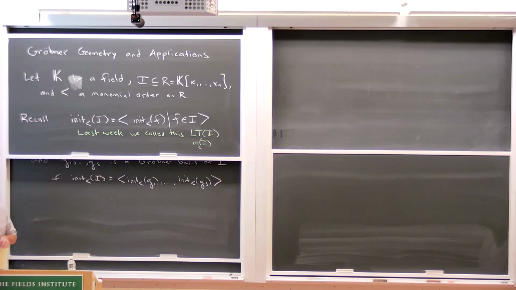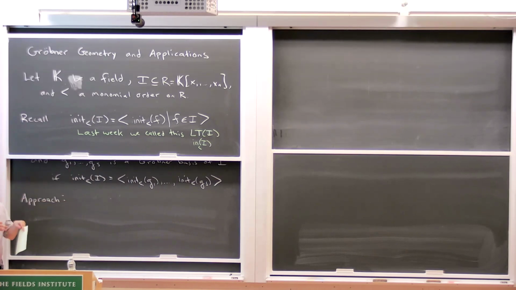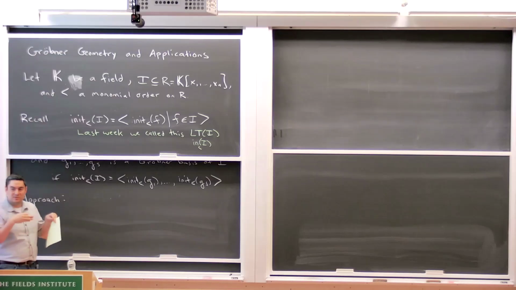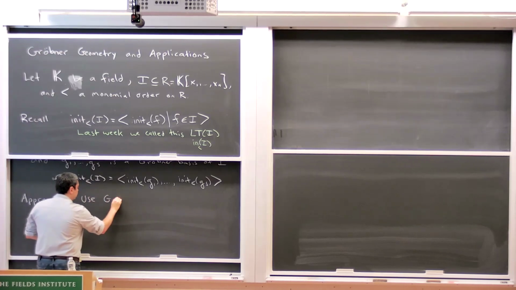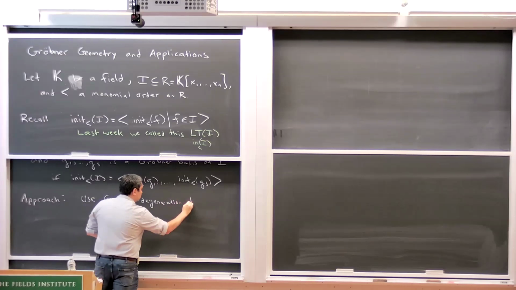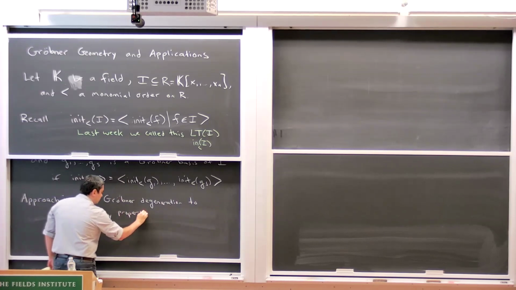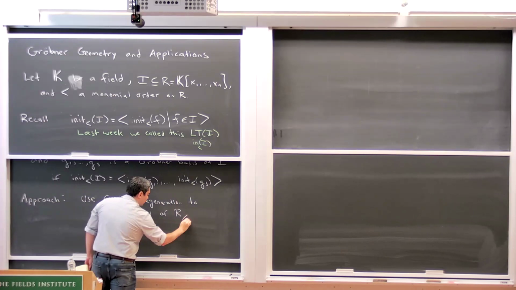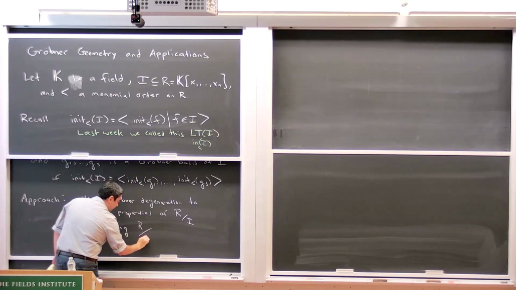Okay, so what's the idea behind Gröbner degeneration? So the main approach is to simplify things by going to the monomial ideal setting, right? And we saw that with Sarah's talk when we talked about vertex decomposability, right? So the story is that we're going to use Gröbner degeneration to study properties of your ideal I, so R mod I, using properties of the initial ideal.